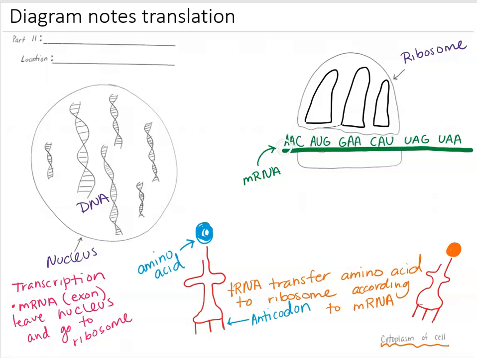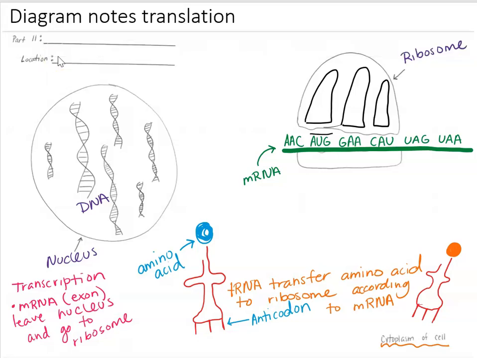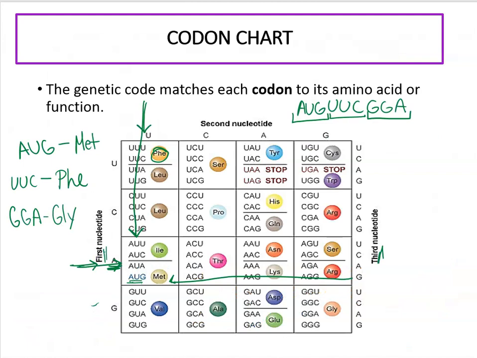So our first codon is AAC, but remember, our starting point, our start codon, is always AUG. That's our only start codon. So the ribosome won't start until it reads AUG, and that is our start codon. So this one doesn't get read. So our start codon is AUG. So let's see what amino acid AUG codes for. AUG codes for MET, and that's always going to be our start codon.